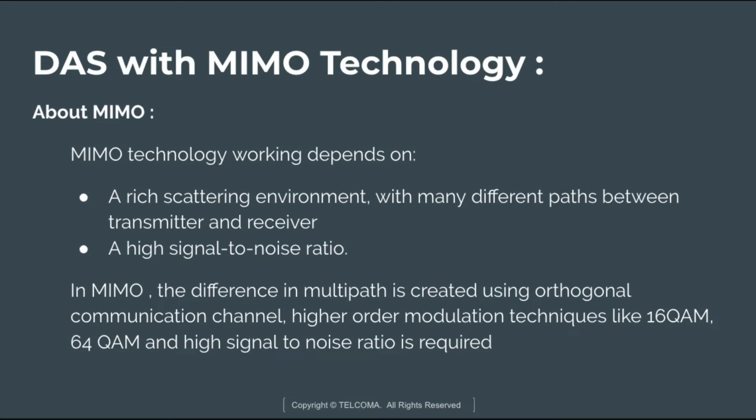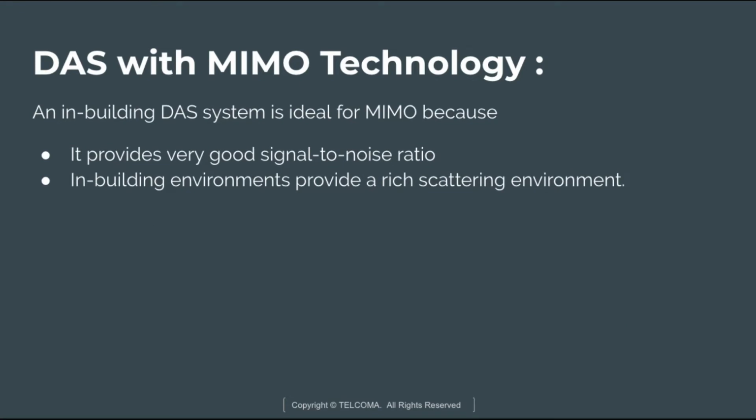The MIMO technology working depends upon, first, a rich scattering environment with many different paths between transmitter and receiver, and second, a high signal to noise ratio. In MIMO the multi-path is created using orthogonal communication channels and high order modulation techniques like 16 QAM, 64 QAM, with a high signal to noise ratio also required. An in-building DAS system is ideal for MIMO because it provides very good signal to noise ratio, and the in-building environment provides a rich scattering environment.